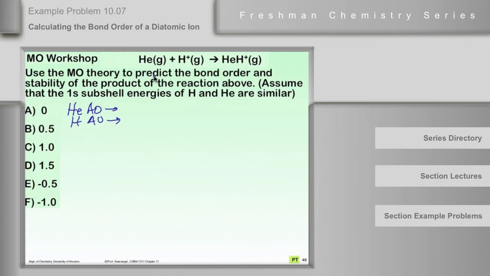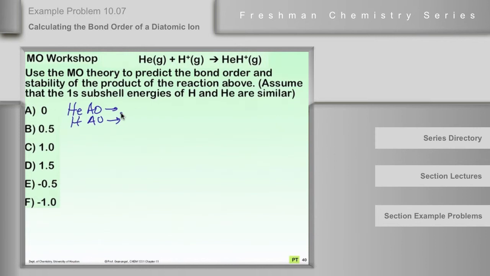So the question is, use the MO theory to predict the bond order and the stability of the product of the reaction above. Assume that the 1s subshell energies of hydrogen and helium are similar. They're not really very similar, but they're similar enough. So the steps should go as follows.